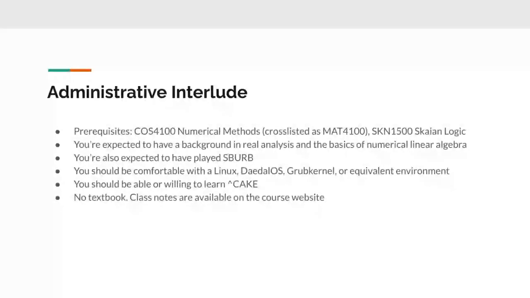So here's an administrative interlude. The prerequisites to this course are COS 4100 numerical methods, which is cross-listed as MAP 4100, and also SKN 1500, which is Skaian logic. You're expected to have a background in real analysis and the basics of numerical linear algebra. You're also expected to have played SPURB, so if you failed your game, please leave the course.